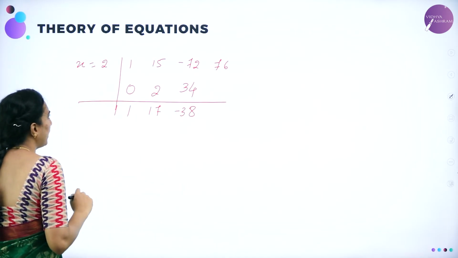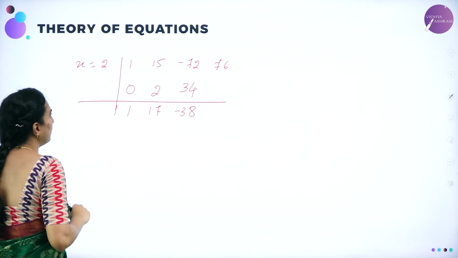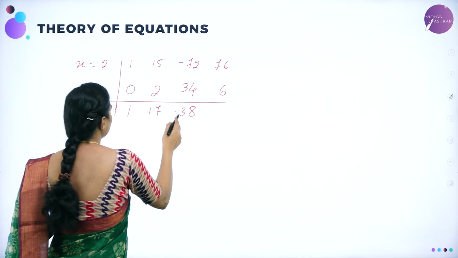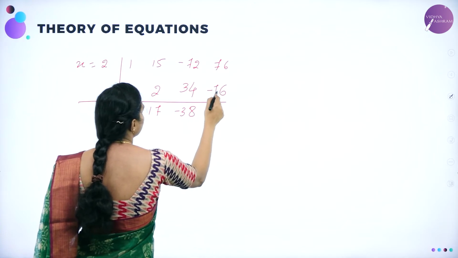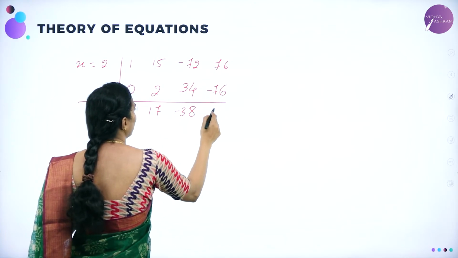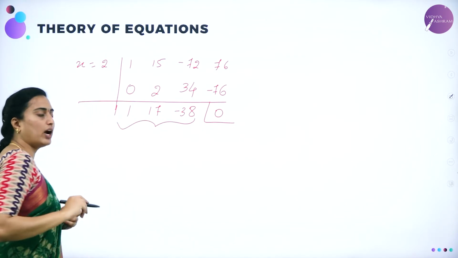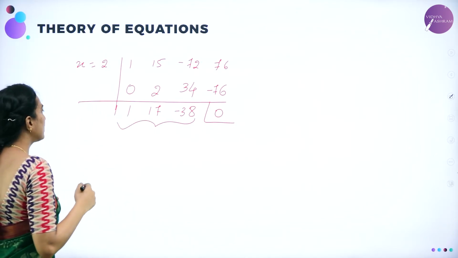Now if you take minus 38 into 2, that is 2 8s are 16. Now 1 is remainder, 3 2s are 6, plus 1 is 7. So plus 76 minus 76 gives you the remainder 0. Now this will form a quadratic equation. Now which is the quadratic equation?